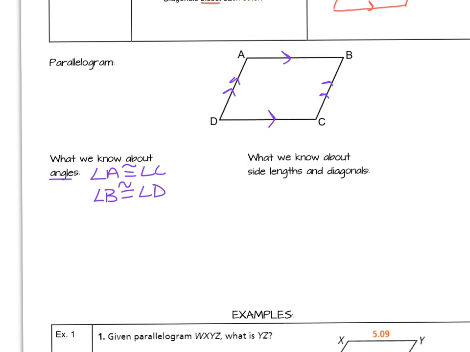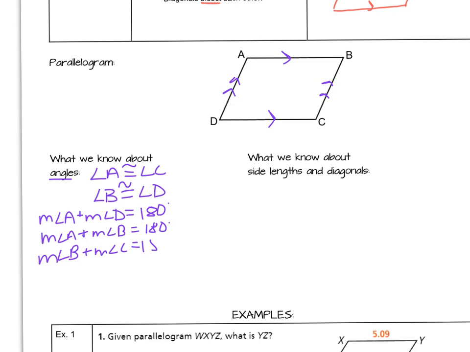Those are opposite angles. Consecutive angles have a different definition. For example, the measure of angle A plus the measure of angle D, those are same side interior angles. They add up to 180. So do the measure of angle A and the measure of angle B. Angles B and C add up to 180. And C and D. Wow, that's a lot of information just about angles.